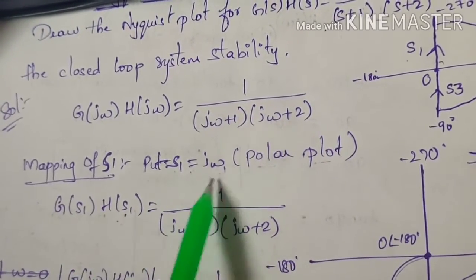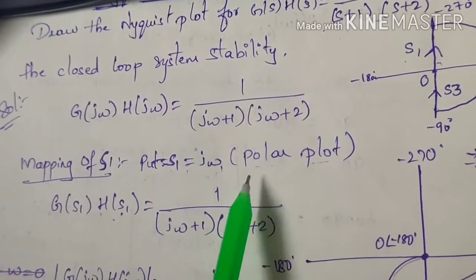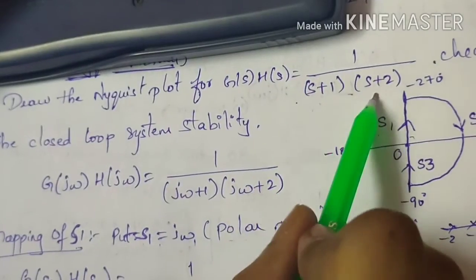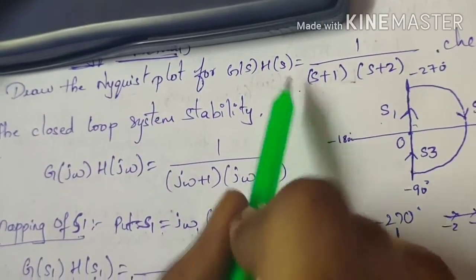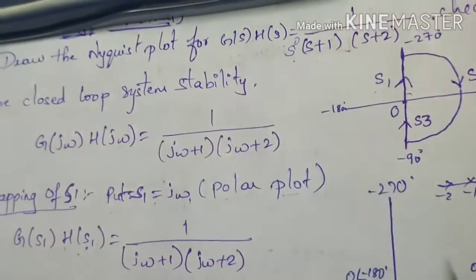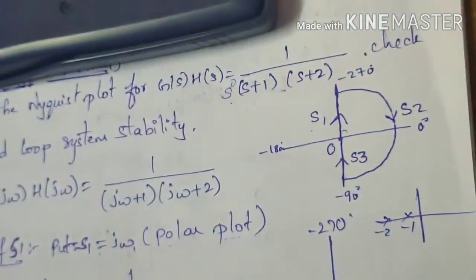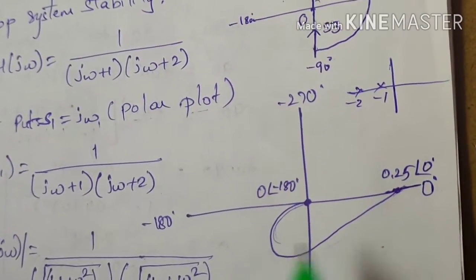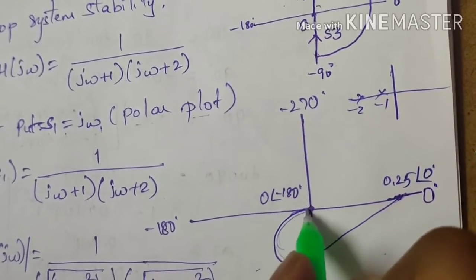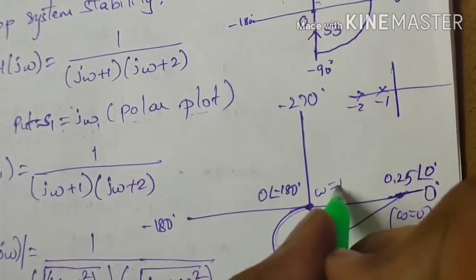So G(s)H(s) = 1 / ((jω + 1)(jω + 2)). As we know the shortcut method to draw the polar plot, since it is type 0, order 2, because it is s to the power 0 — the number of poles at the origin is 0. So type 0 means it should start at 0 degrees, and order 2 means it should touch minus 180 degrees and end at 0. This is ω equal to 0 and this is ω equal to infinity.